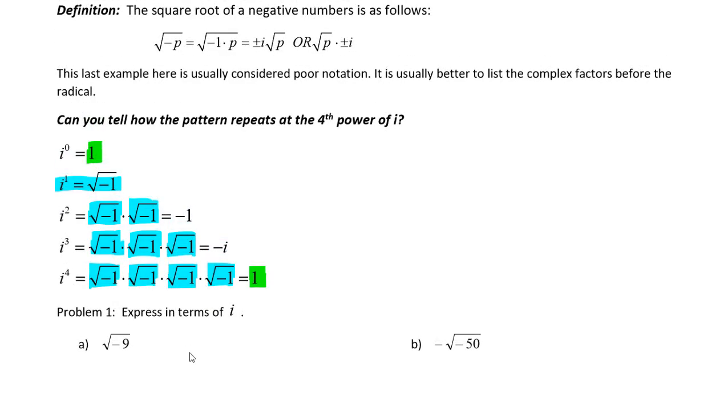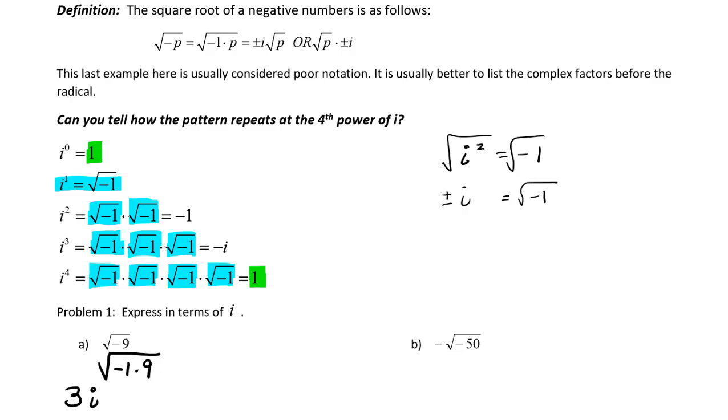We now need to try two examples, and we need to express them in terms of i. So I'm going to take this square root of negative 1 times 9 and write it that way. And then remember that the square root of negative 1 is equal to i. Now remember, that's because i squared equals negative 1. If we were to take the square root of both sides, we'd have plus or minus i equals the square root of negative 1. So we can take out a 9 as 3 and an i. And don't forget that plus or minus in front.